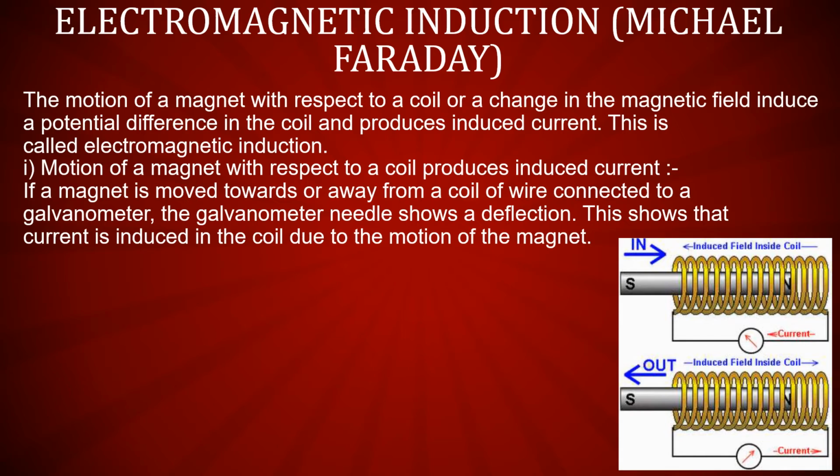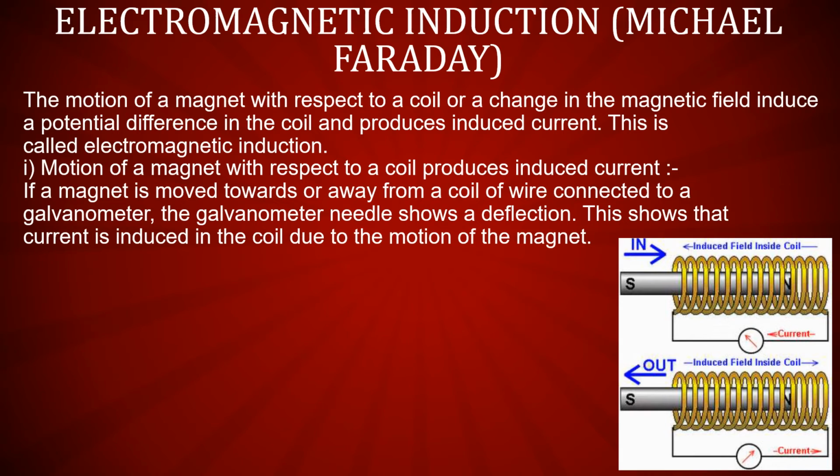As long as the magnet is moving, there is a continuous motion of the magnet with respect to the coil, and current will be there in the coil. Whenever the magnet is stopped, current stops flowing. As given in the figure, if a magnet is moved towards or away from the coil of a wire connected to a galvanometer, the galvanometer needle shows deflection. This shows the current is induced.